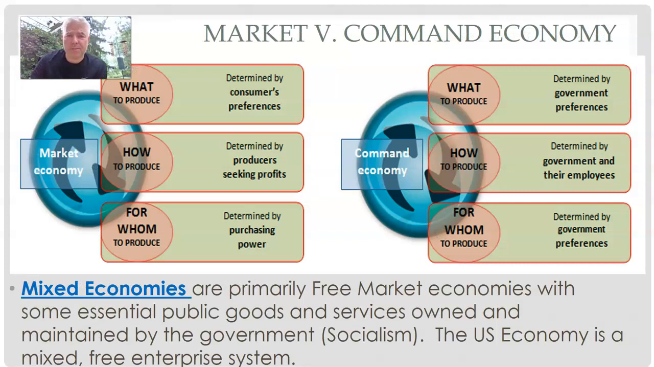So when you compare the two systems side by side, in a market system, what is produced is determined by consumers. How to produce it is determined by the producer, who's trying to do it at the lowest cost. And for whom to produce is really determined by your purchasing power in the market, so prices. In a command economy, the government chooses what to produce, the government decides how to produce it, and they determine how it gets distributed. Very few economies in the world today could be characterized as pure market or pure command. They are, in fact, mixed. The United States operates on what we call a mixed free enterprise system.